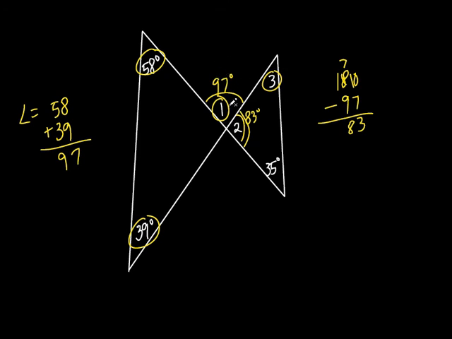Look, 97 is now the exterior angle to these two. Everybody see that? Here's my triangle. Extend this side out. There's my exterior angle. These are my remote interior angles. Now, I would just add these up.